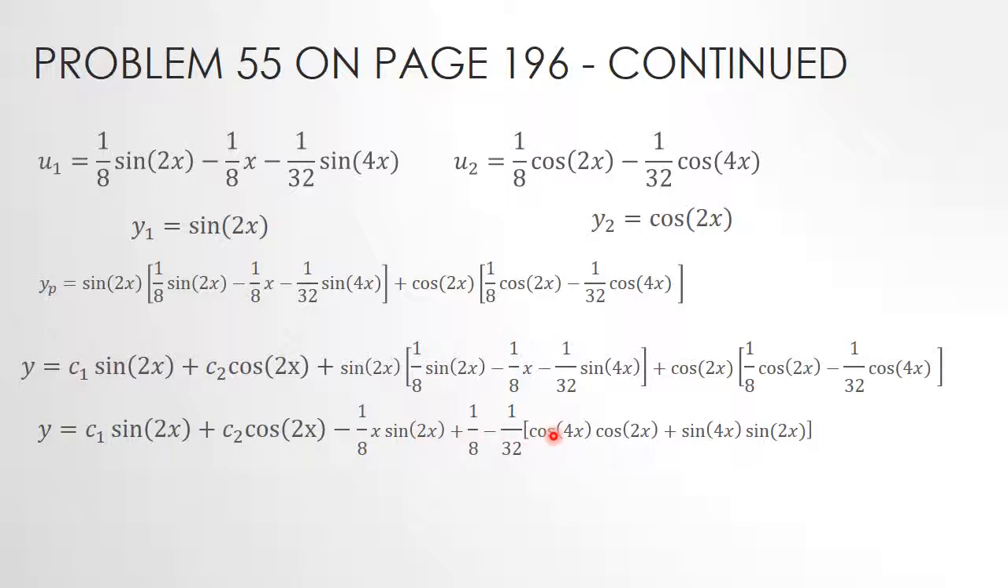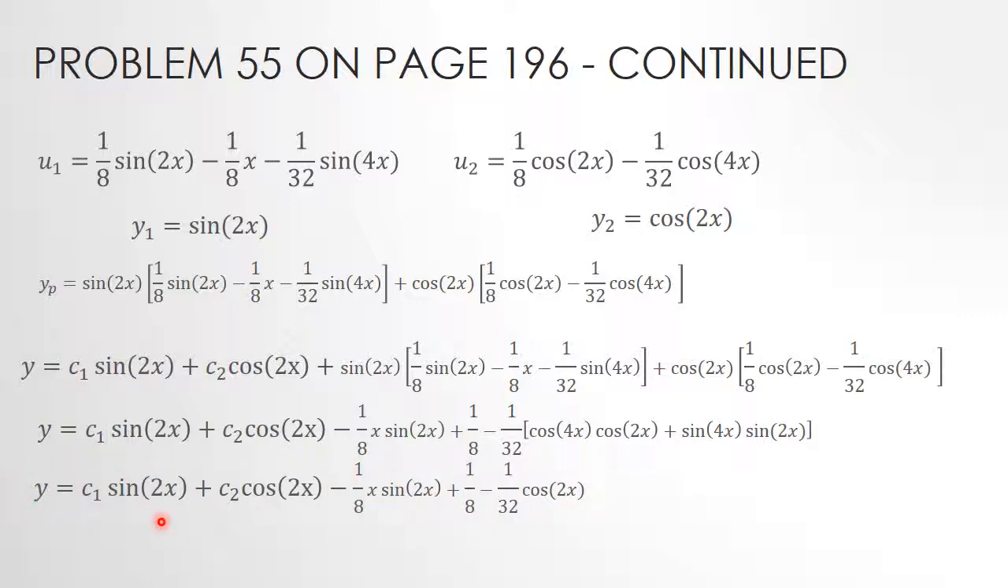What's left over here is a cosine 4x times cosine 2x, plus a sine 4x times a sine 2x. There's a trig identity. This ends up being the cosine of 4x minus 2x, or the cosine of 2x. And so this becomes my solution for my differential equation.